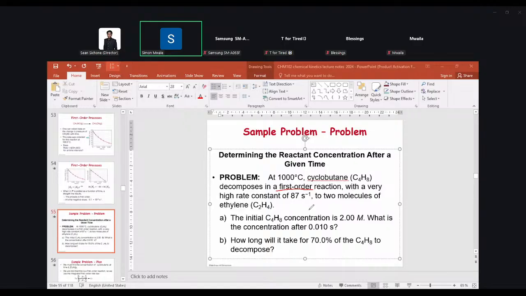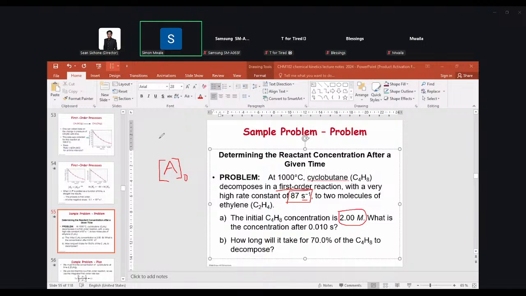Number two is that they've given us the rate constant. This is the rate constant. As you can see, the units are matching the units for a first order, so you already know that it's a first order. Question one says that the initial concentration of the cyclobutane is this value here. You've been given the concentration of A, 0, the initial concentration.